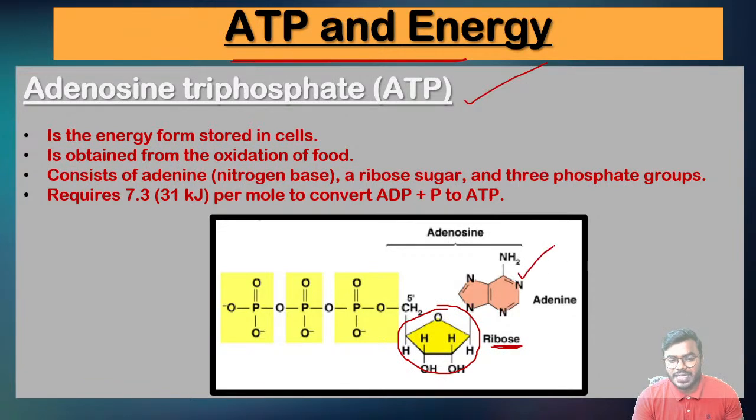Then a base called adenine. And how many phosphate groups are present, friends? Three phosphate groups are present. We can call them monophosphate, diphosphate, triphosphate.